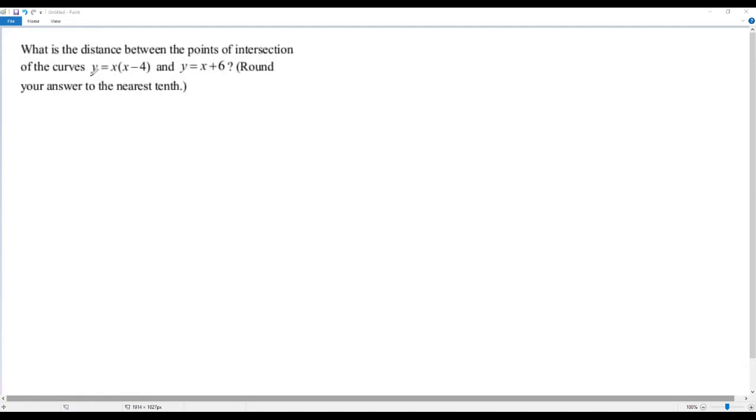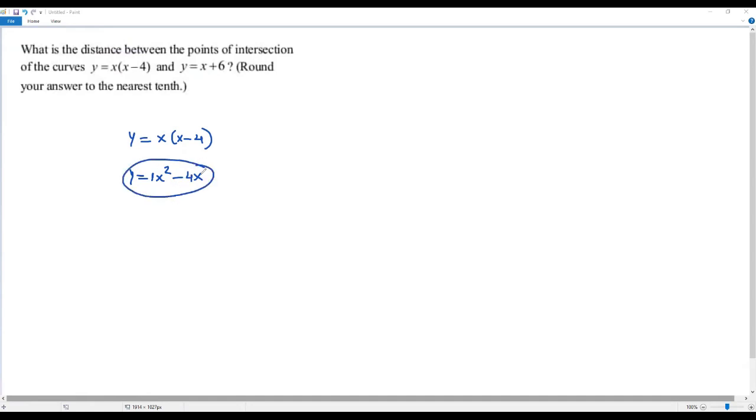Okay, here we have two curves: y equals x times (x minus 4), and the other one is y equals x plus 6. Let me take the first one, y equals x times (x minus 4). Let me distribute this x to x and negative 4, then I'm getting x squared minus 4x. Here we have a quadratic function and the coefficient of x squared is 1. It's a positive value. So the leading coefficient of this quadratic function is a positive value.